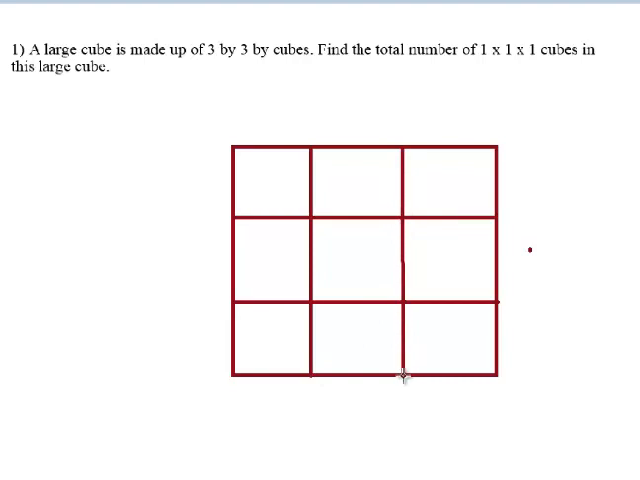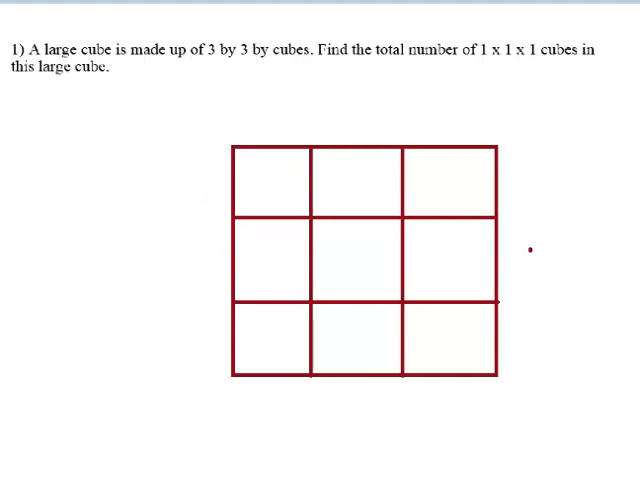Now, if you drew something like this, you would see right away that it takes 9 small squares to make a 3 by 3, because this is two-dimensional. Two-dimensional is you square the amount. If you have 3 on this side, 3 on that side, the total is 9.